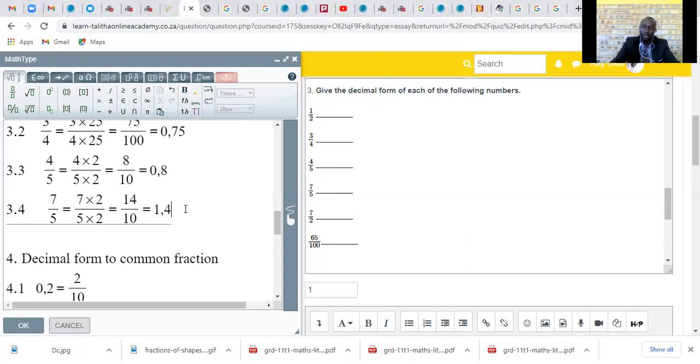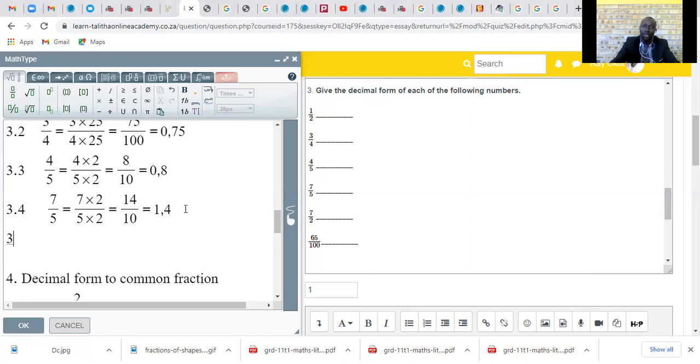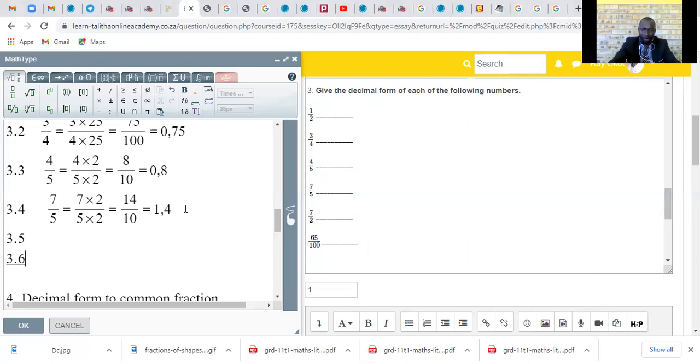Now, notice that for question 3.5, you will do the same, which is 7 divided by 2. And for question 3.6, you will do the same, which is 65 divided by 100. So you just have to simplify it. They have already done one step for you. You just have to simplify that. So please try that out. Try question 3.5 and question 3.6. And when you are done, please submit it.